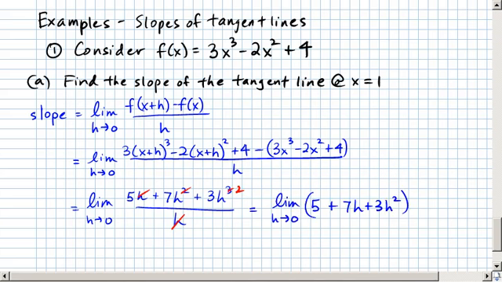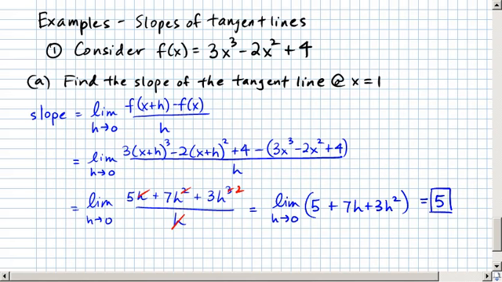and we'll get the limit as h goes to 0 of 5 plus 7h plus 3h squared. So now we're able to evaluate this limit using direct substitution and replace all of the h's with zeros, and we end up with 5. So the slope of the tangent line at x equals 1 is equal to 5.